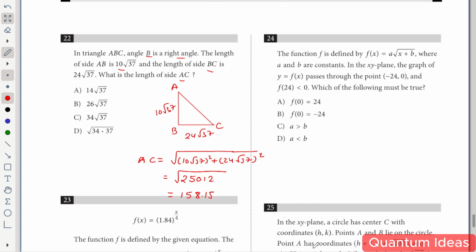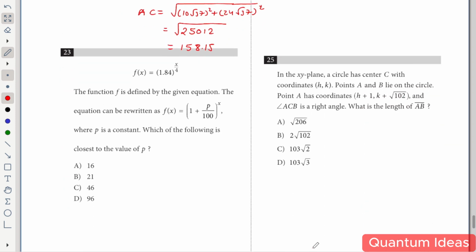Let me see. 26 root 30. That goes 34 root. The answer is B. You can just check it, or some calculators also show this answer in this form. You can use that. Otherwise, you can check this with these values, and you will get answer B as the correct answer. Okay, let's move to number 23.